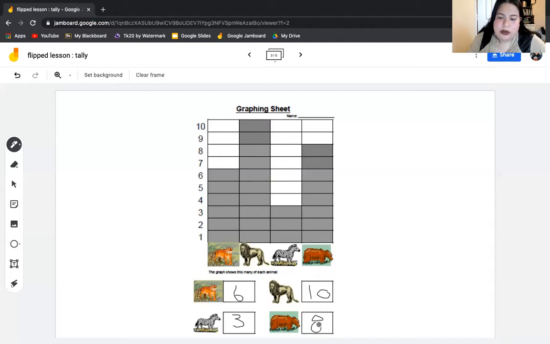So just looking at the numbers again, we have the most value, the most shaded in rectangles is 10. The least are the zebras, it is 3.